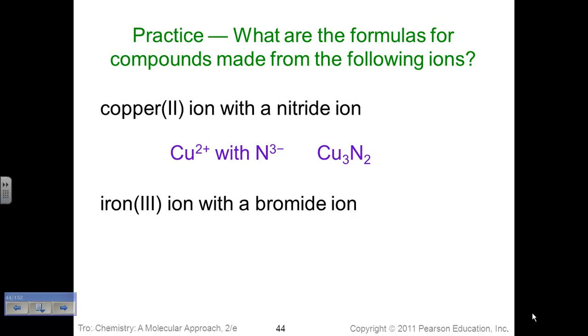Copper with its +2, nitride with its -3, we crisscrossed. Copper 2 nitride, Cu3N2. Iron 3 with a bromide. Iron, Roman numeral tells us it's a +3. Bromide, right in that 7th family, fluorine, chlorine, bromine, iodine, in that 7th family, we know it to carry a -1. Crisscross, and we come up with FeBr3, iron 3 bromide.